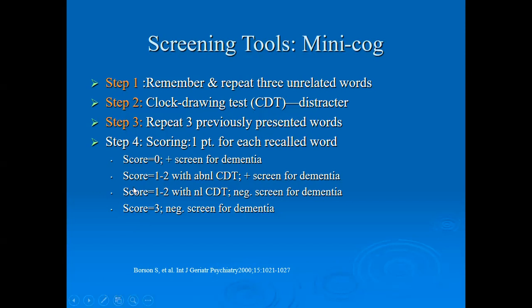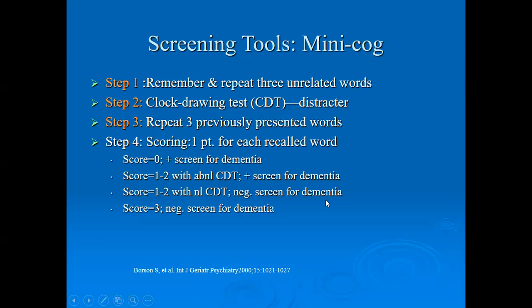If the patient has a score of one or two with an abnormal clock draw test, so the patient is able to recall one or two words, but when you ask the patient to draw the clock, it was abnormal. He was not able to do that. This is also positive. The same score of one or two with a normal clock draw test is negative for dementia.